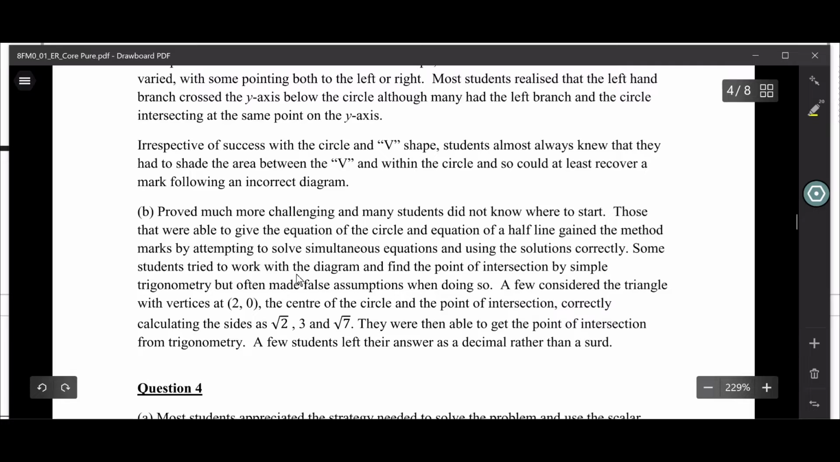Some students tried to work with the diagram and find the point of intersection by simple trigonometry, but often made false assumptions when doing so. A few considered the triangle with vertices at (2, 0), the center of the circle, and the point of intersection, correctly calculating the sides as root 2, 3, and root 7. They were then able to get the point of intersection from trigonometry. A few students left their answer as a decimal rather than a surd.